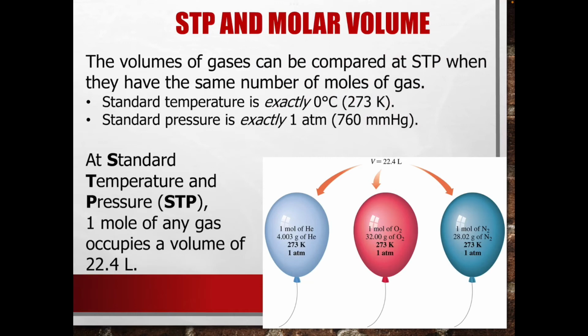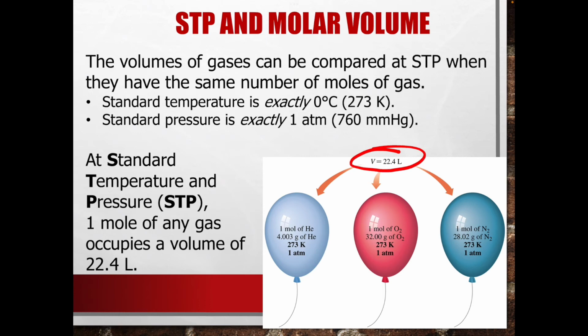That's standard conditions. So our standard temperature is exactly 0 degrees Celsius, which is 273 Kelvin. And our standard pressure is exactly 1 atmosphere, or 760 millimeters mercury, or 760 torr, or 101.325 kilopascals, right? All of those are equal. So what's really cool about STP is 1 mole of any gas will occupy the same volume. It doesn't matter what the gas is. If we have 1 mole of a gas at STP, then our volume is always going to be 22.4 liters.